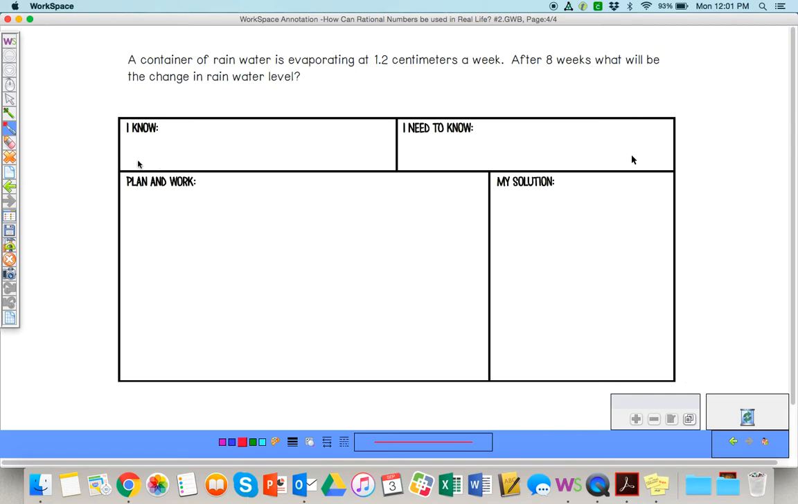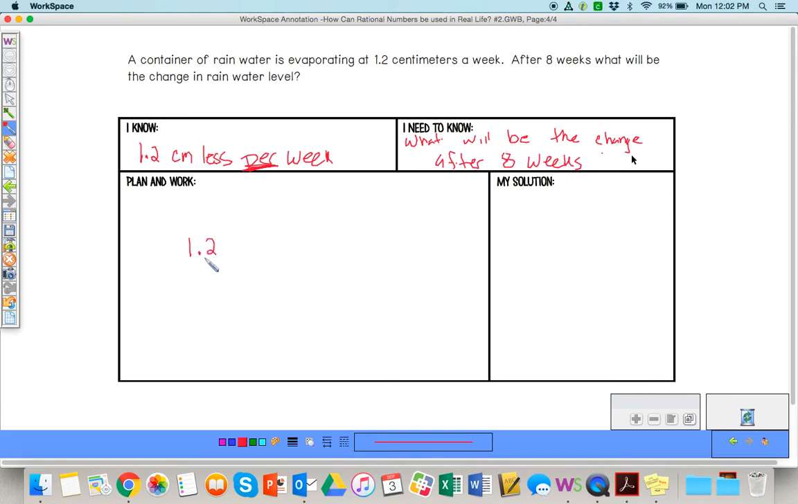Okay, so it's 1.2 centimeters less per week. Okay, because evaporating, that means that the water is going away, so the amount is getting smaller. Okay, so we want to know what will be the change after 8 weeks. Okay, so again, we have the word per. Per means we're going to multiply.